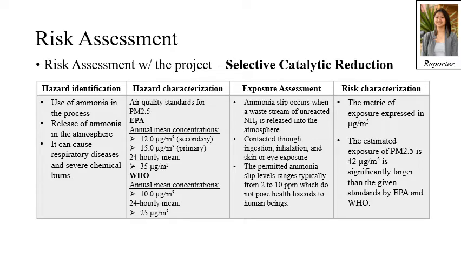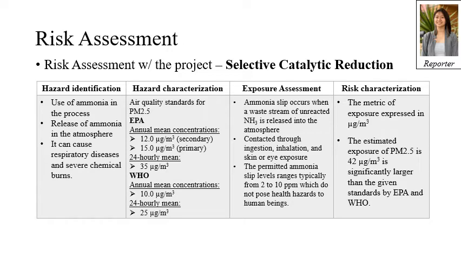The WHO recommends yearly mean PM2.5 values of 10 micrograms per cubic meter and a 24-hour mean PM2.5 concentration of 25 micrograms per cubic meter. Ambient air quality guidelines of the People's Republic of China follow WHO air quality guidelines.